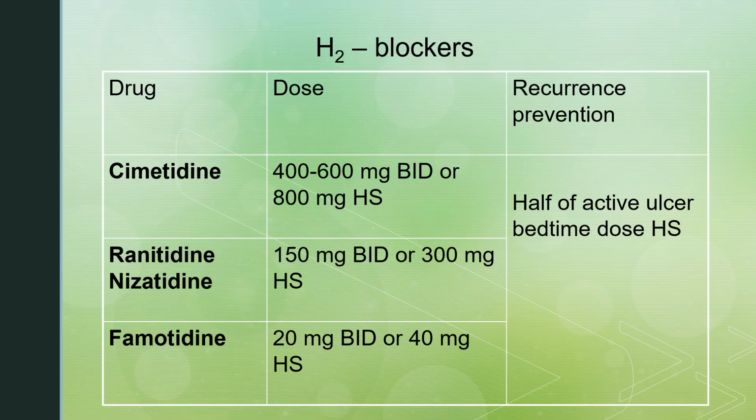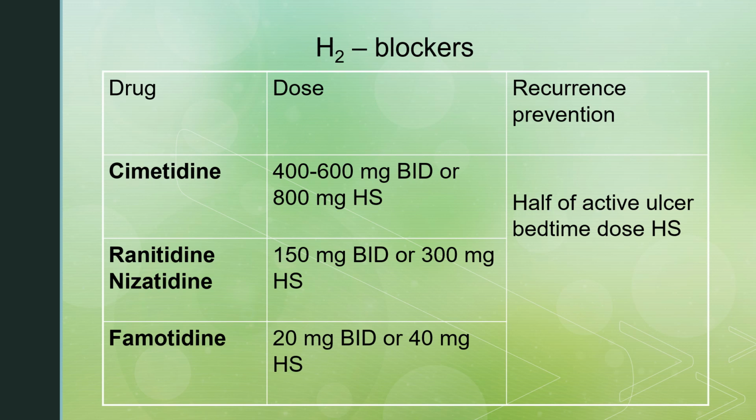Okay, so this is a table differentiating the different H2 blockers with their dose and capacity to prevent recurrence. So we have 4 drugs. You have your cimetidine, your ranitidine and nizatidine are equal, then your famotidine. Your cimetidine is given at 400 to 600 milligrams twice a day or at 800 milligrams at night.